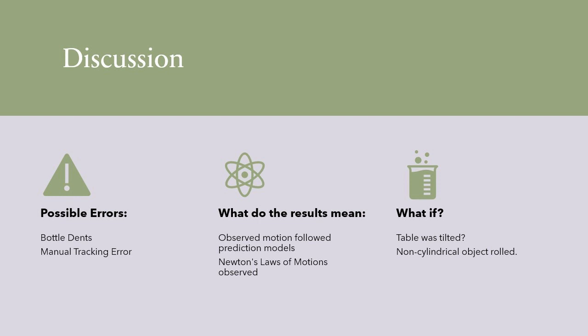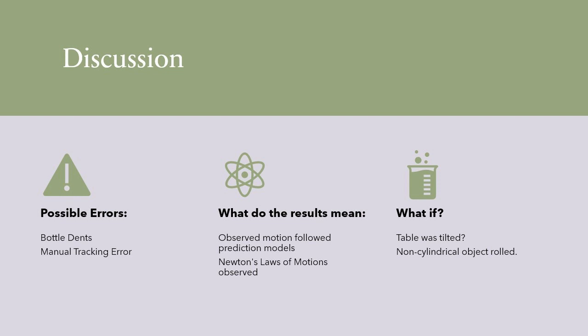Some possible errors for this lab were that the bottle used was not exactly smooth, as there were dents, and this meant that there was a non-negligible level of friction which could have skewed the data. There was also manual tracking error, as the tracker application used made me manually input every plot of data.